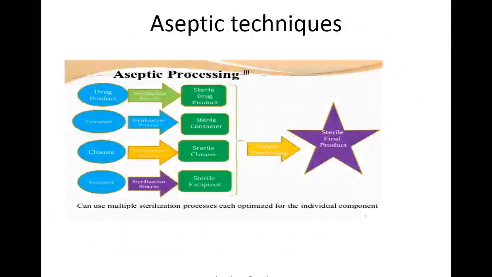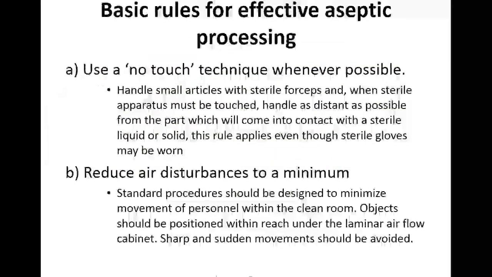That is. And thus this is the diagram of aseptic technique. There is a product, container, closure, excipient, which must be sterilized so as to make a sterile closure, excipients, container, and the product. And all in all, you have to make a sterile final product. You can use multiple sterilization processes, each optimized for the individual component.